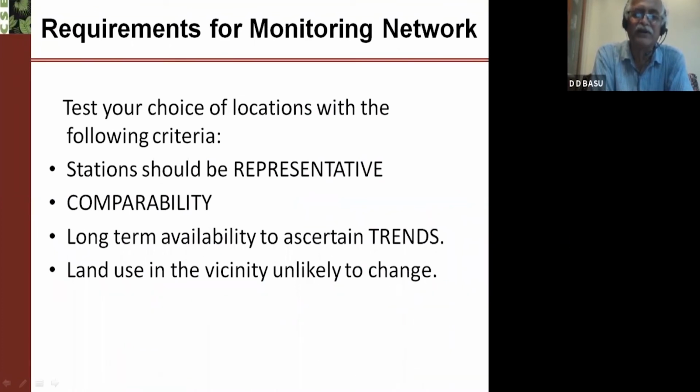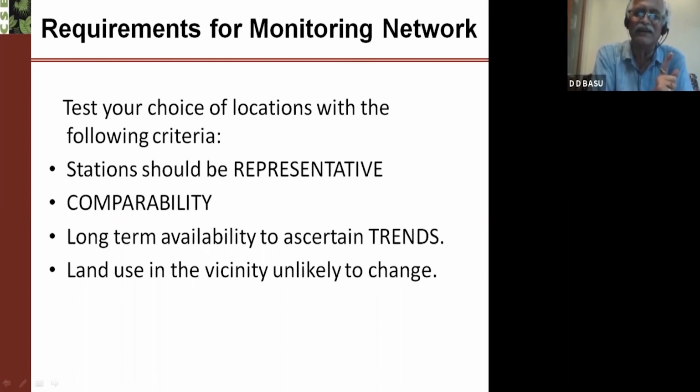I have already told what we are doing. We are taking a representative sample. The station must be a representative one. Comparability should be there, along with long-term availability to ascertain trends. Land use in the vicinity is likely to change. That means it is very important: if the land use changes, the character of the station will change.